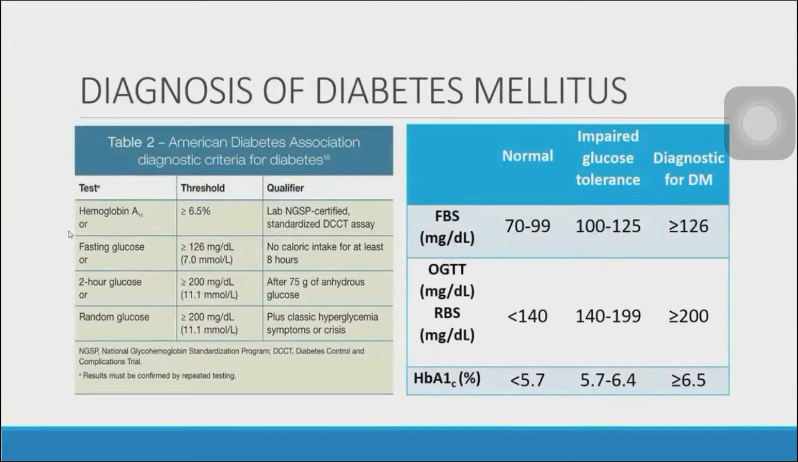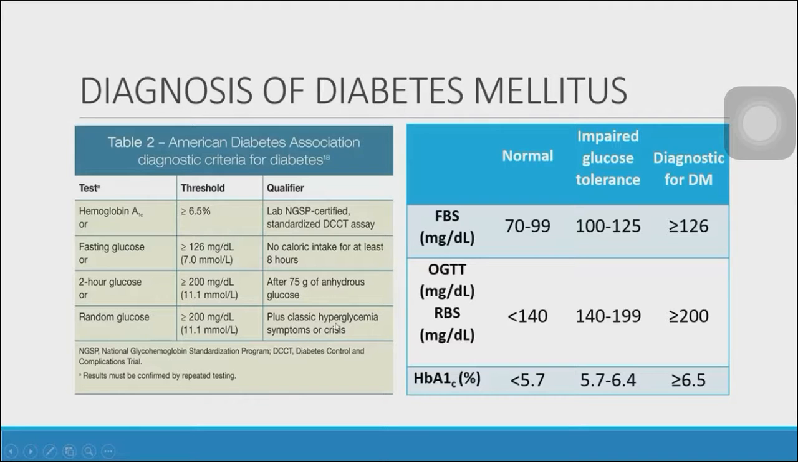So let's talk about the diagnosis of diabetes mellitus for clinical chemistry. Again, diabetes mellitus is characterized by hyperglycemia, or increased blood sugar. So how is it diagnosed? According to the American Diabetes Association, the diagnostic criteria for diabetes includes increase in hemoglobin A1C, increased fasting glucose, increased 2-hour glucose following a 2-hour glucose load, and increased random glucose provided that the patient exhibits symptoms.